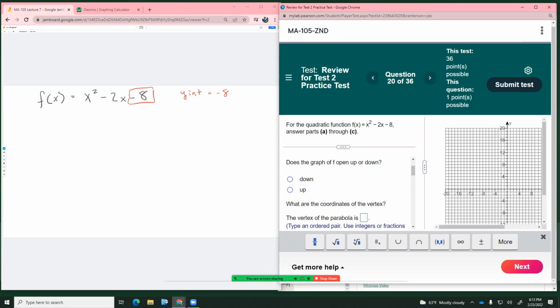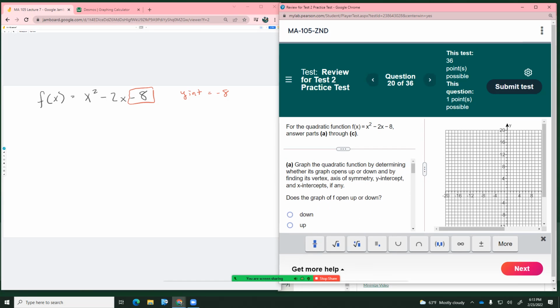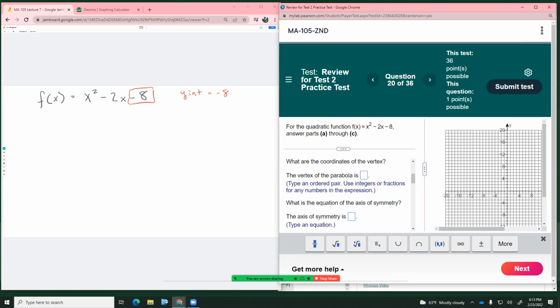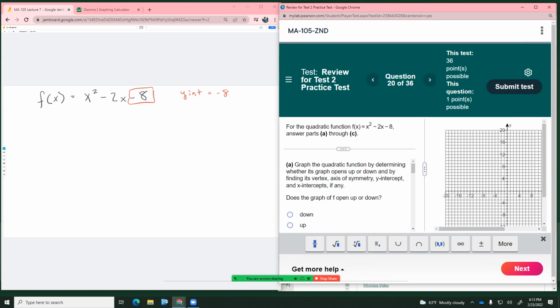Excellent. Ooh, I skipped a whole part. How did that happen? That's weird. Okay, all right, let's go back to the beginning. I'm sure you're like, where is he getting this from? All right. Graph the quadratic.